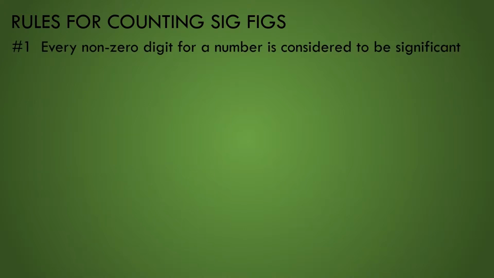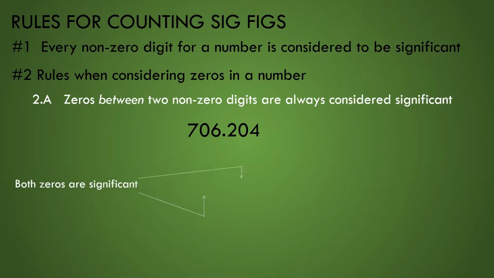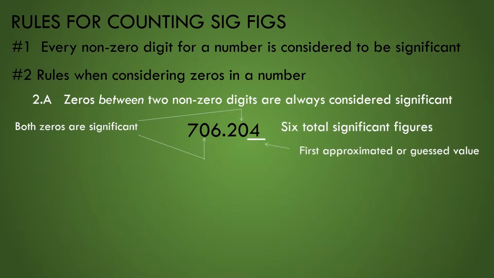First, every non-zero digit in a number is considered to be significant. There are three rules when considering zeros in a number. Zeros between two non-zero digits are always considered significant. For example, in the number 706.204, both zero values are considered significant. This value has six total significant figures, and the underlined 4 at the end is the digit that is assumed to be approximated or guessed.